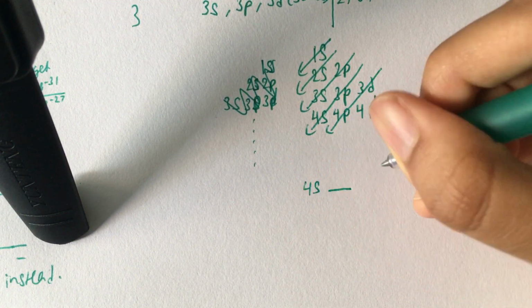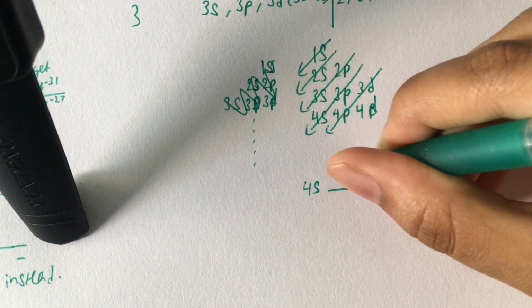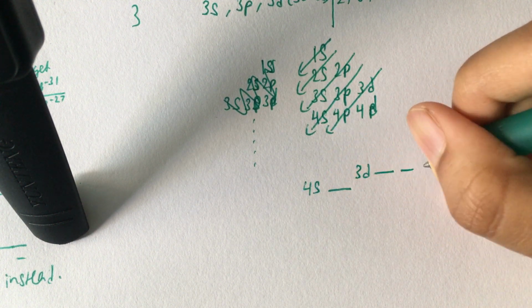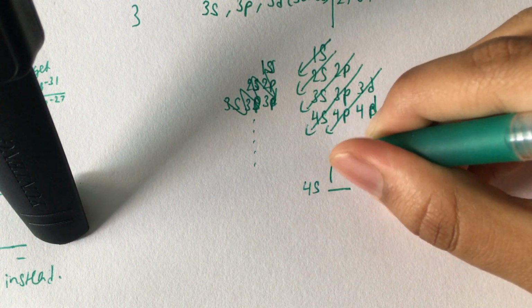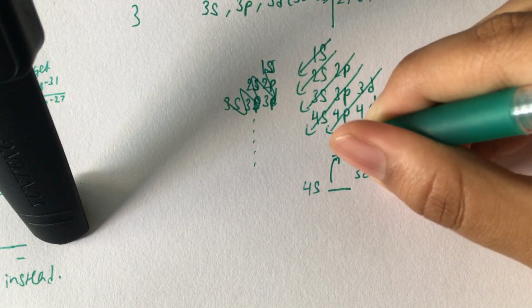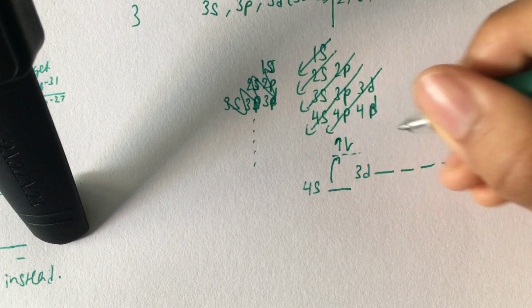And if you don't want to write this down and accidentally get it wrong, you can just look at your periodic table. You know that your periodic table has the s block, which is the first and second groups.